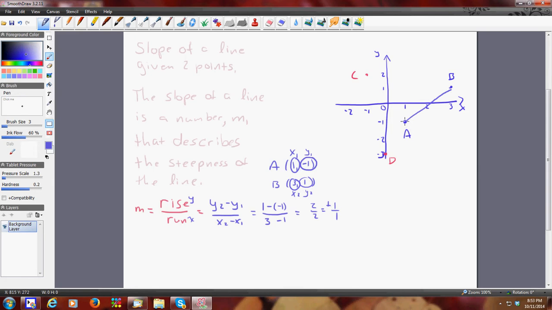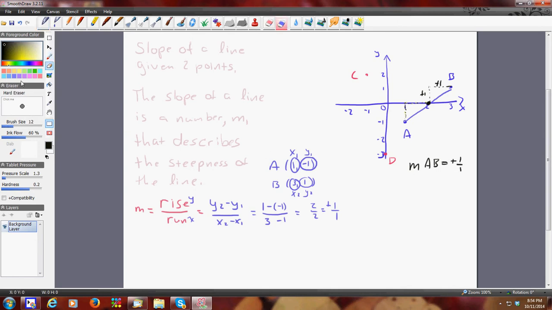So that means I can go up 1 and over 1. Using that yellow is not really all that helpful, is it? So I'm going to use black to go back. I can go up 1, then I go over 1. I get to this point. I go up 1, go over 1, and I get to the next point. I'm just going to say the slope of AB equals positive 1 over 1.